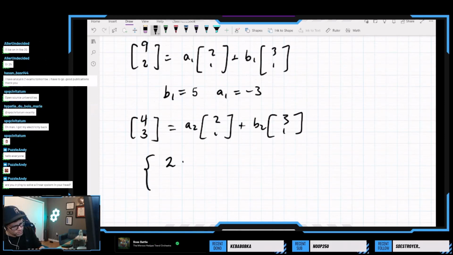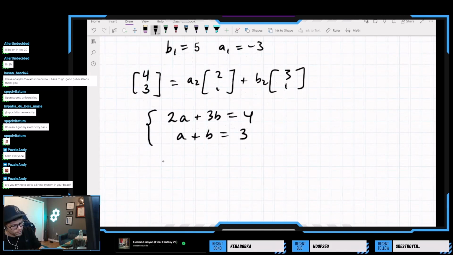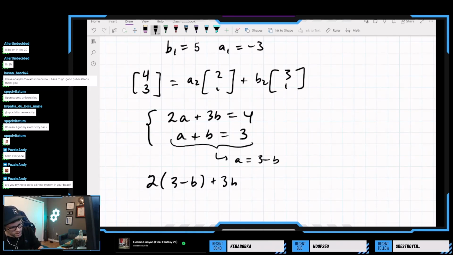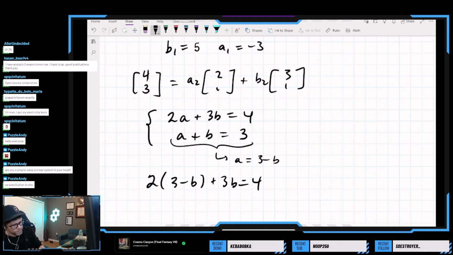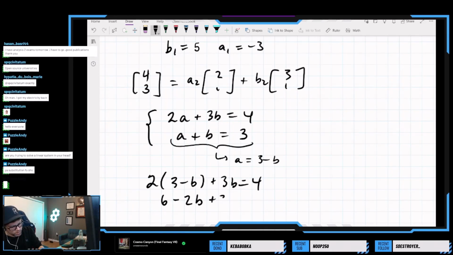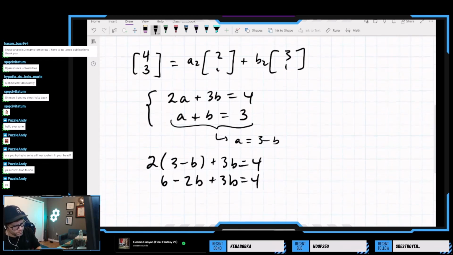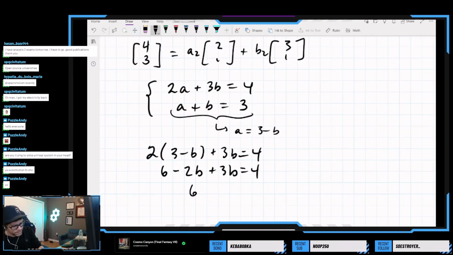So we know that 2a plus 3b is equal to 4, and we know that a plus b is equal to 3. Let's look at this one. This is really just a is equal to 3 minus b. Okay, cool. So now I can make a substitution, 3 minus b in for a. So we know that 6 minus 2b plus 3b is equal to 4. So that means that 6 plus b is equal to 4. b is equal to negative 2.